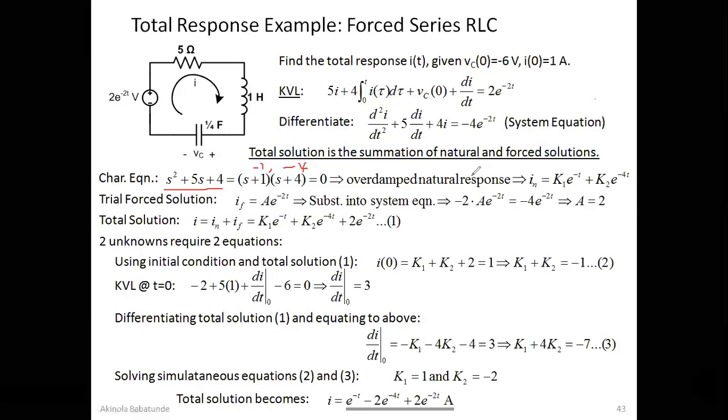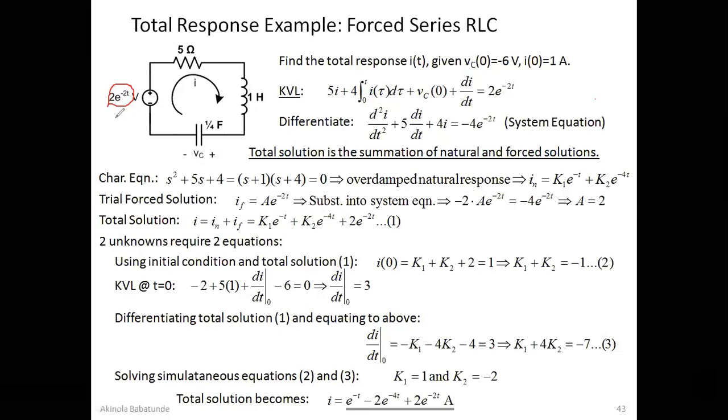So the natural response at that particular point would be equal to k1 e^(-t), representing the root s equal to -1, and then k2 e^(-4t), representing the root s equal to -4. Now, for the particular solution, this forcing term is not a constant, so we cannot assume a constant. Normally, if it were a constant, we'd let the trial solution be equal to A. But in this case it is an exponential.